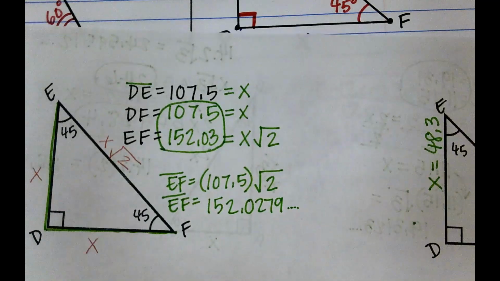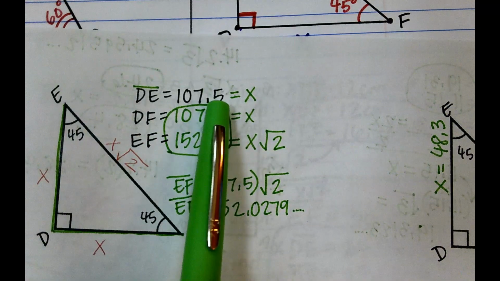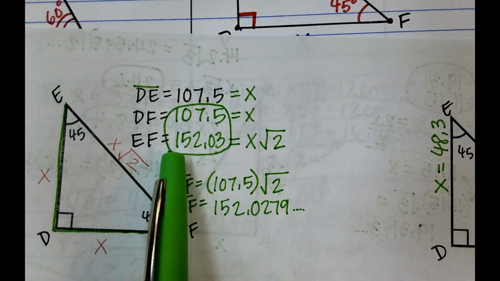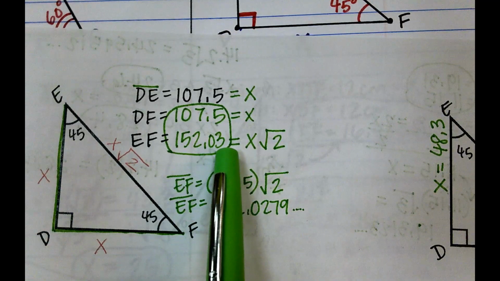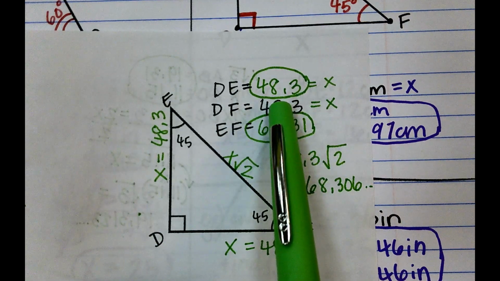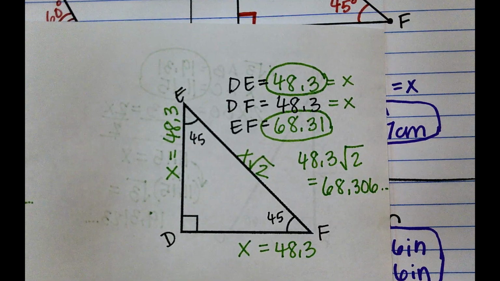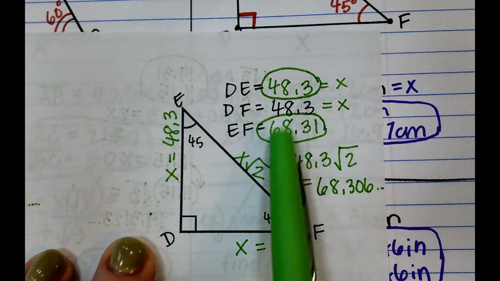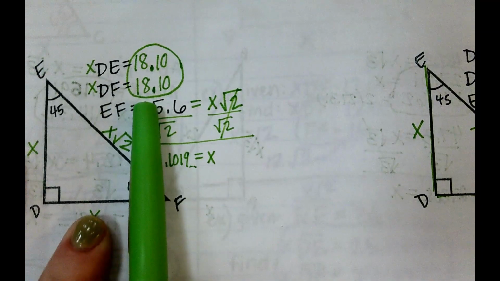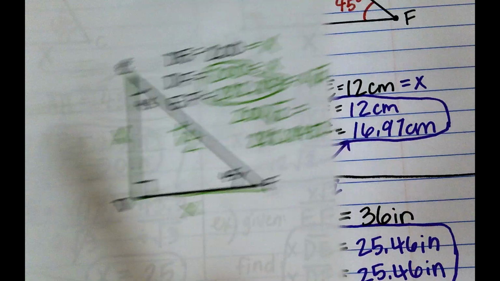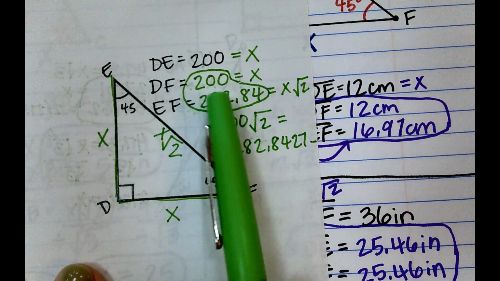45, 45, 90s. DF is 107.5 and EF is 152.03. Yeah. Perfect. Okay, so I got that too. Good. Okay, next one. I got 18.10 for both DE and DF. Good. That was easy.